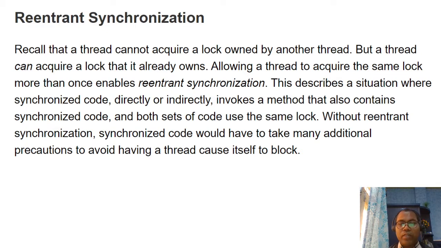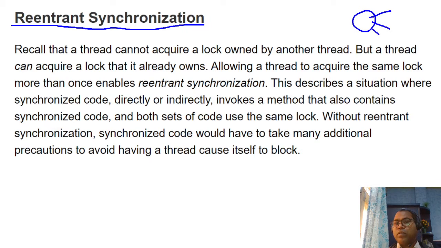Now we have the concept of re-entrant synchronization. Suppose we have one object, and this object has function 1, function 2, function 3. Function 1 is synchronized, function 2 is synchronized, function 3 is synchronized. You invoke from function 1 to function 2 on the same object. So will it again wait for the lock or not?